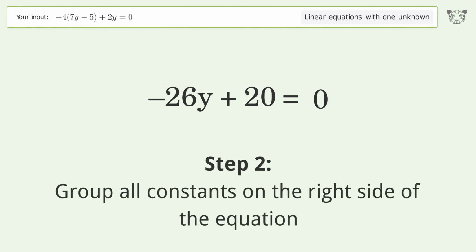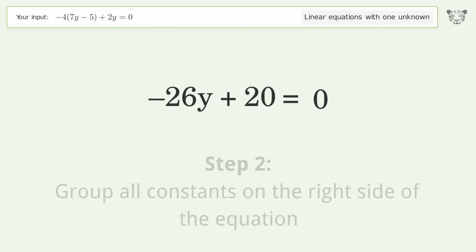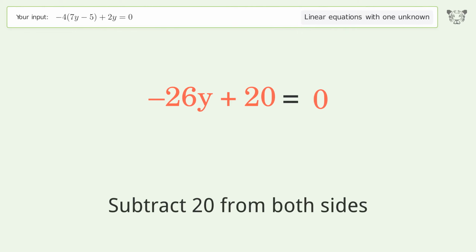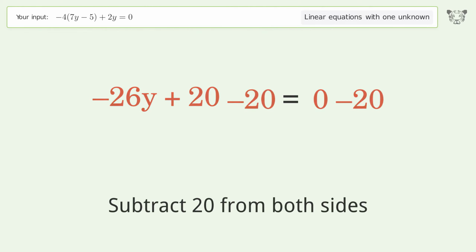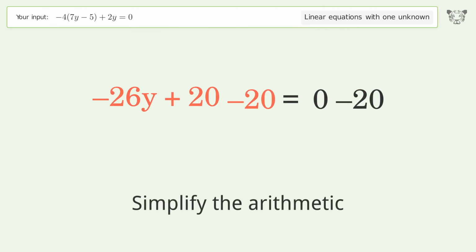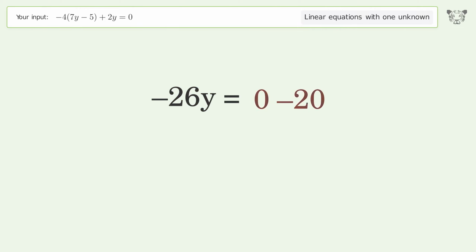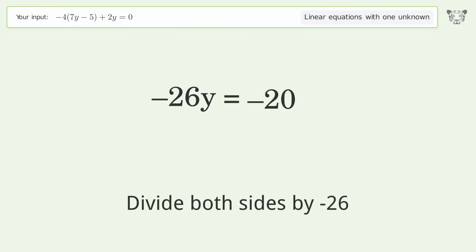Group all constants on the right side of the equation. Subtract 20 from both sides. Simplify the arithmetic. Isolate the y. Divide both sides by -26.